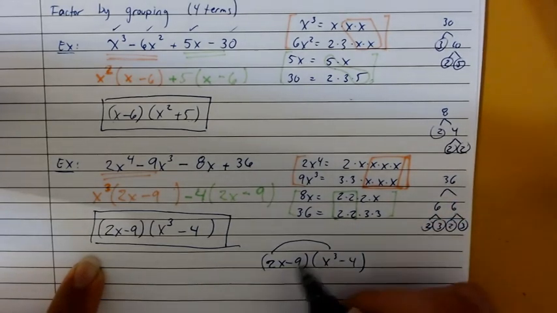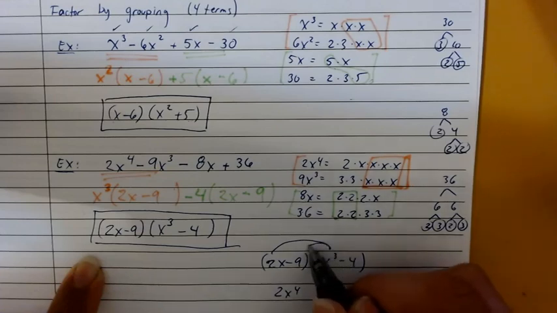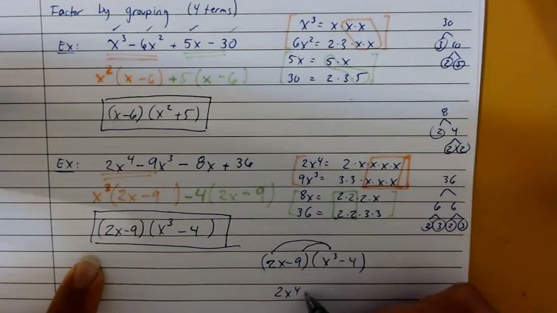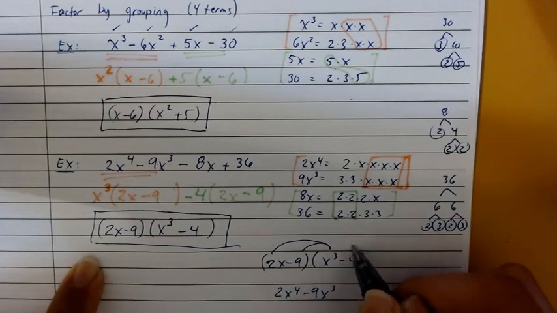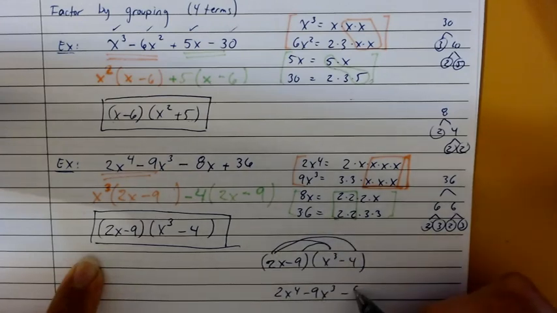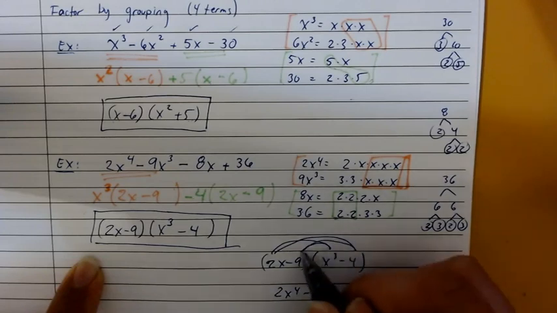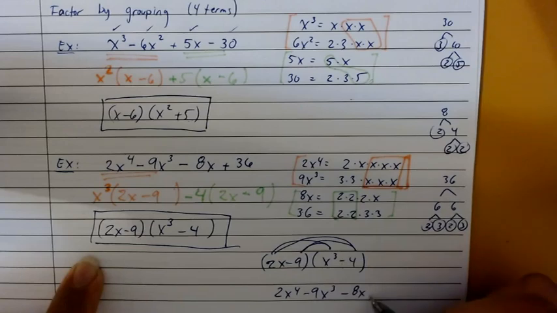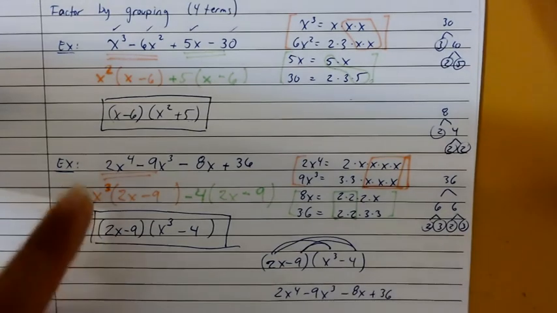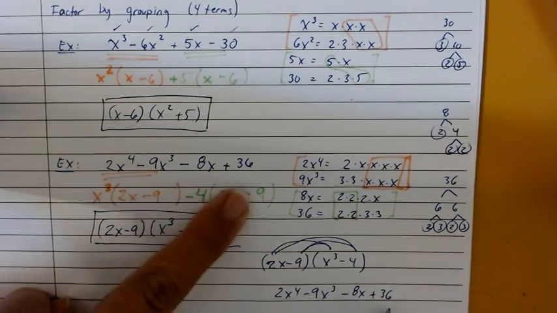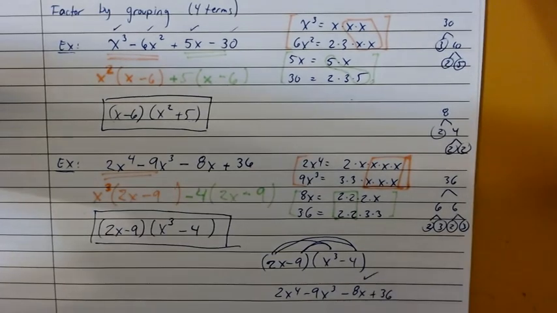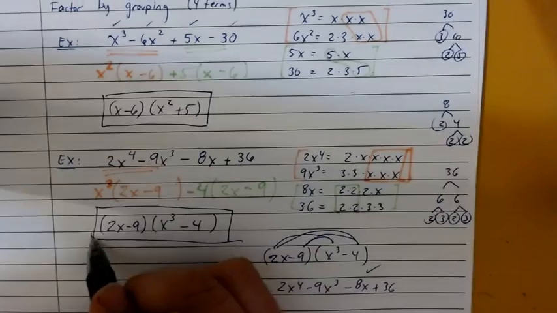X to the third times 2x is 2x to the fourth. If we take negative 9 times x to the third, that's minus 9x to the third. Okay, we've done this one. Let's go ahead and move on to the next one. Negative 4 times 2x, that's negative 8x. And finally, this last one here, negative 4 times negative 9 is a positive 36, which is exactly what we started with. So that does confirm that that is the correct factorization. So yes, this is our answer.